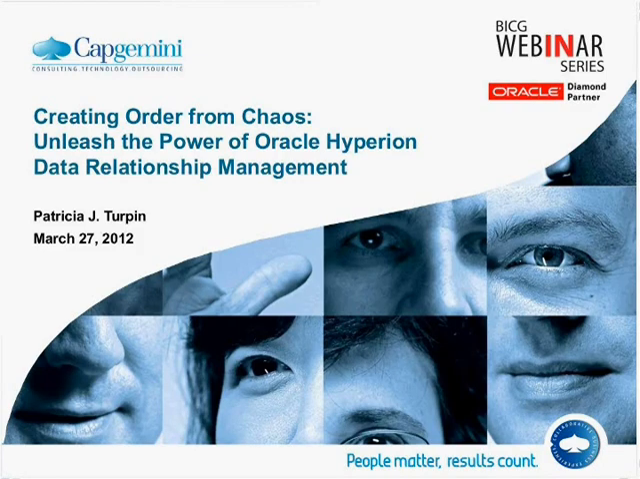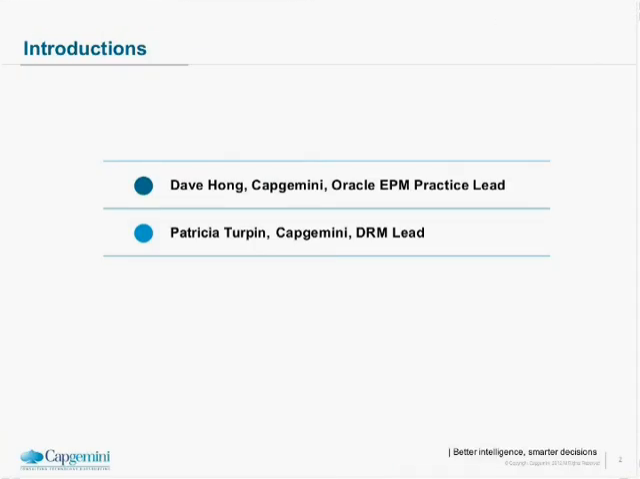Dave Hong is a principal and the Oracle Hyperion EPM practice lead for Capgemini. He has over 16 years of experience with the Hyperion product suite and has worked with Hyperion Planning since its inception. Patricia Turpin is a senior manager with Capgemini. She's been implementing solutions using Oracle's Hyperion products for over 11 years. Her product knowledge includes HFM, CRM, DRM, Planning, ODI-based data integration, and various Hyperion reporting applications.